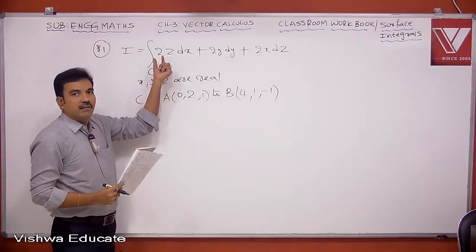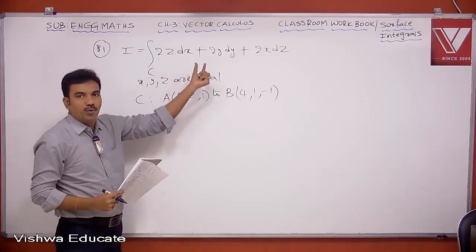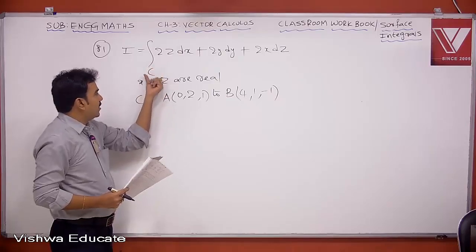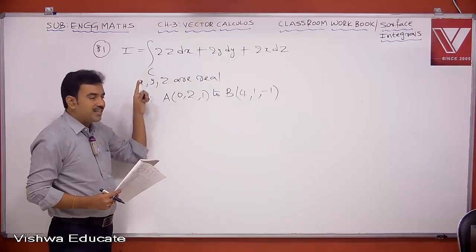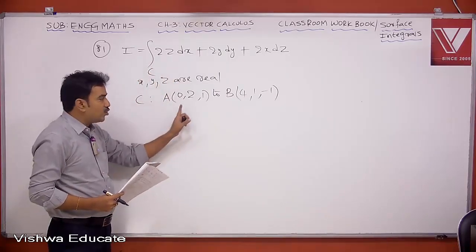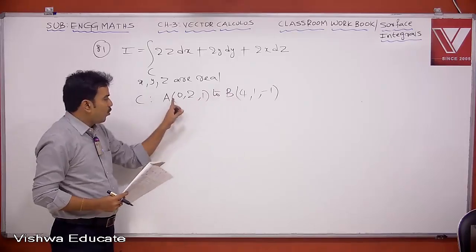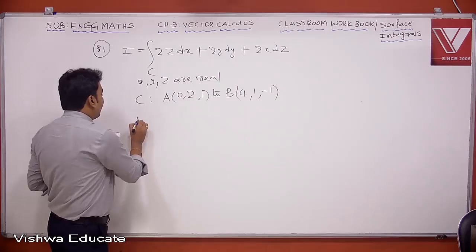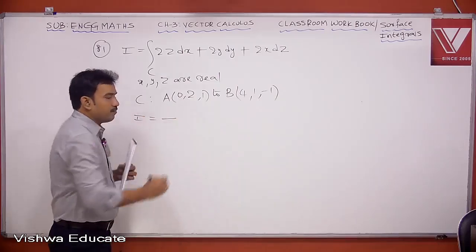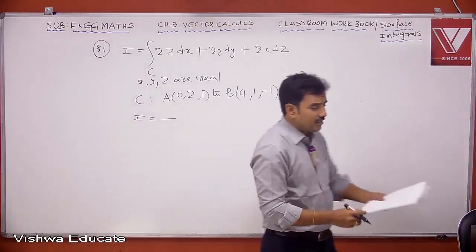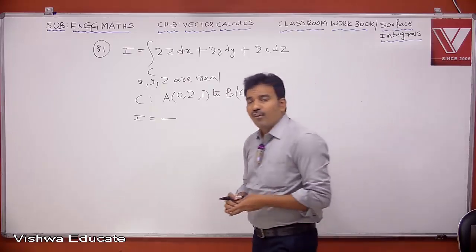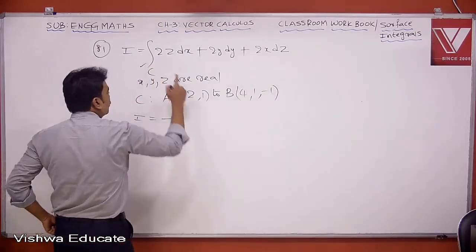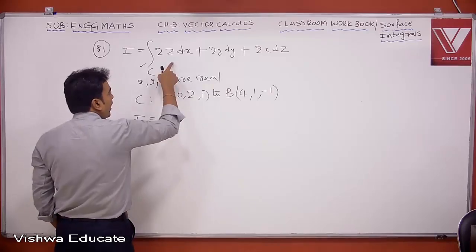Now this is my line integral 2z dx plus 2y dy plus 2x dz. Here we need to find the line integral over the curve C, where C is a straight line segment joining these two points. So A is (0, 2, 1) and B is (4, 1, -1). Then the value of I is. So it's a blank question. Let us handle this. When you want to find line integrals, if C is a line joining two 3D points, then how to handle this?